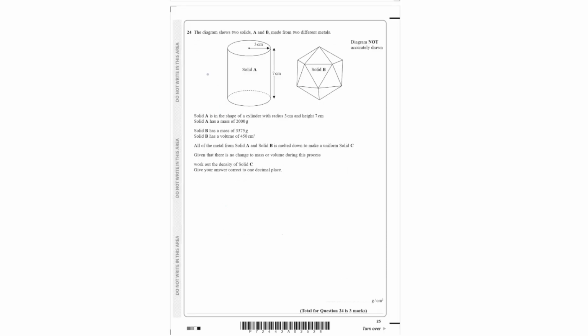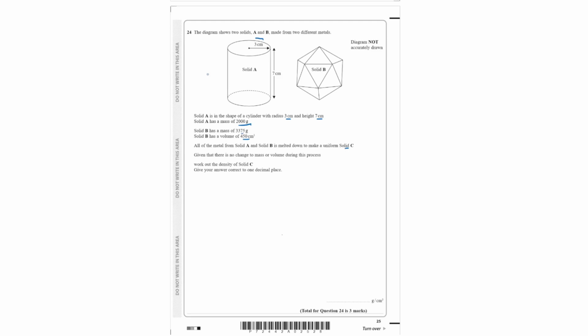Question 24. The diagram shows two solids A and B made from two different metals. Solid A has the shape of a cylinder with a radius of 3 centimeters and a height of 7 centimeters. Solid A has a mass of 2,000 grams, solid B has a mass of 3,375 grams and a volume of 450 centimeters cubed. All of the metal from solid A and solid B is melted down to make a uniform solid C. There is no change to mass or volume during this process.